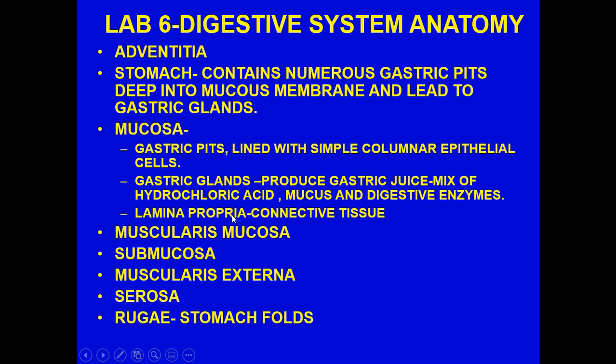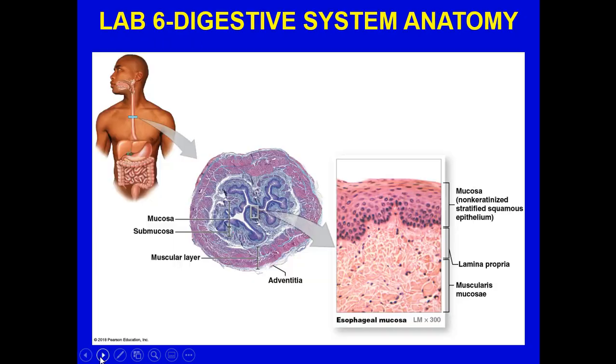Underneath that, you will have, of course, the lamina propria, which is connective tissue. You will also have layers of the muscularis mucosa, the submucosa, the muscularis externa, the serosa, and don't forget that on the inner lining, you're going to have these somewhat stomach folds, which are called the rugae.